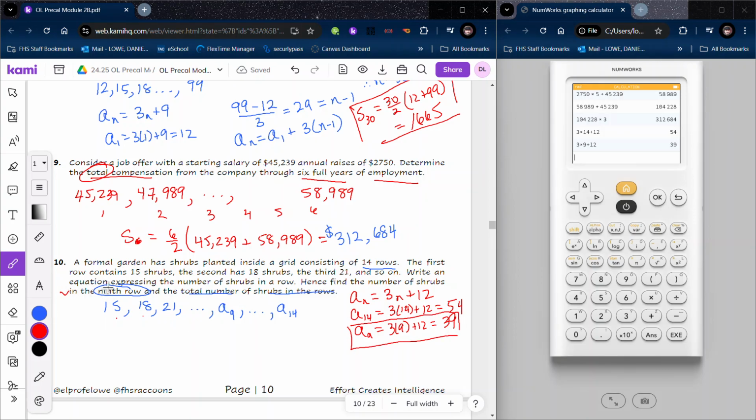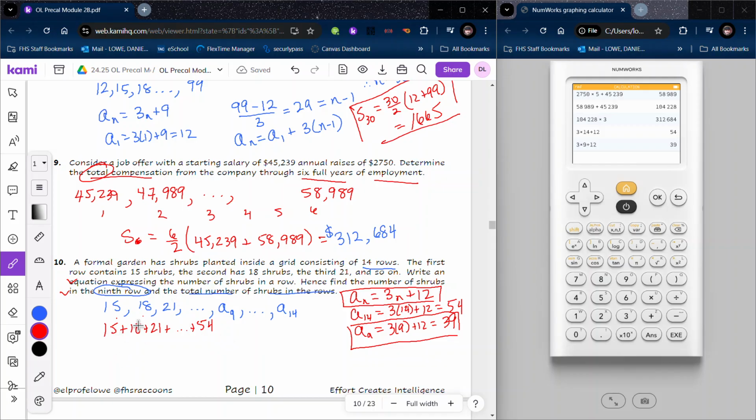Got that done. Equation expressing the number of shrubs in a row, that's how many shrubs I have in a row. So I have that equation. And I will need the total number of shrubs. So really I'm saying I need 15 plus 18 plus 21 plus dot dot dot all the way to plus 54 that I had in my last row. All right, so I want this series summation.